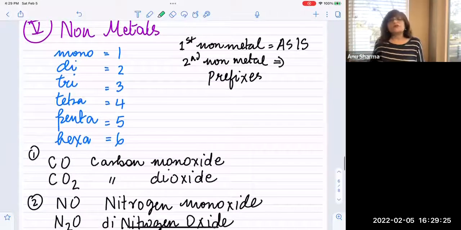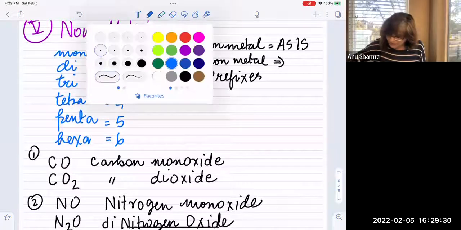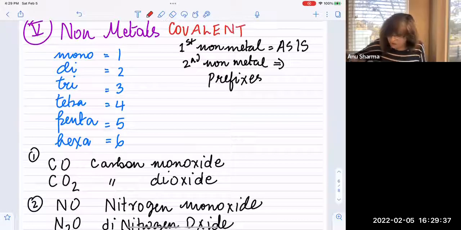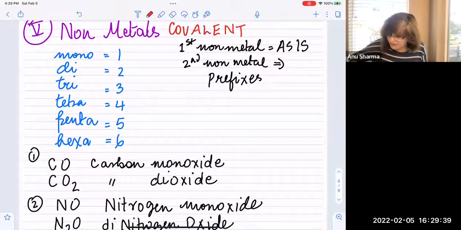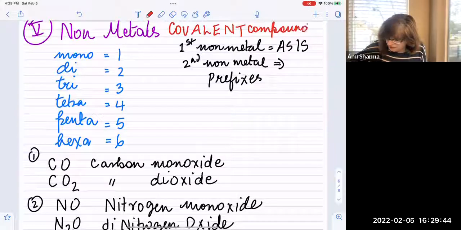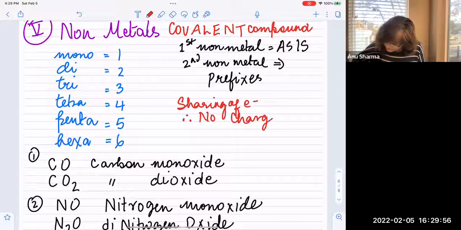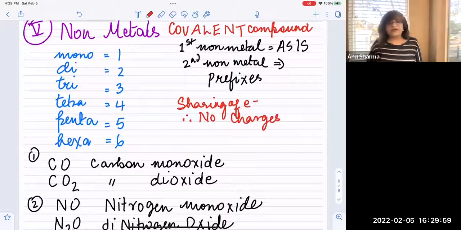Okay, next is the non-metals. Now non-metals are formed by covalent bonding. So these are the covalent compounds. Covalent compounds are formed when there is a sharing of electrons. So in this case, no transfer of electrons occurs, only sharing of electrons. Therefore, no charges. In the case of ionic, there are charges.